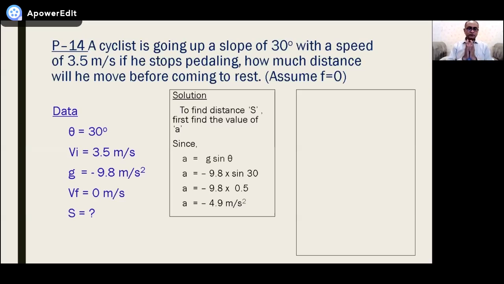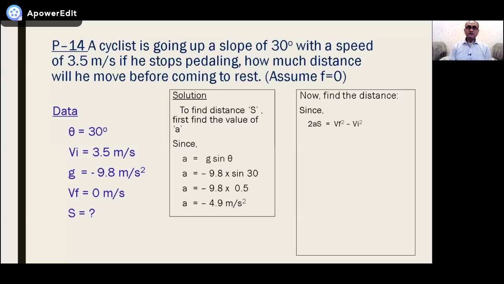So from the data, we came to know that we have to find distance. To find distance, we will use the formula 2AS is equal to VF square minus VI square. But there is no A in it, so we have found first the value of A. Clear? Okay. Now we'll apply the formula, and find the distance by using 2AS is equal to VF square minus VI square.